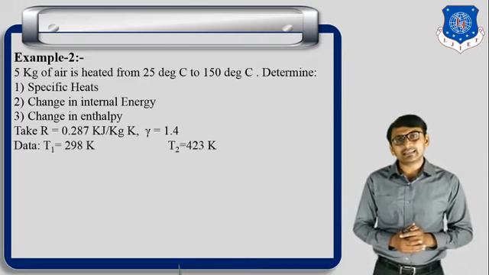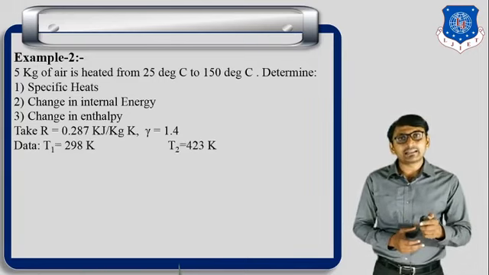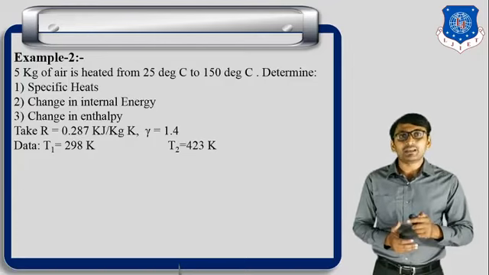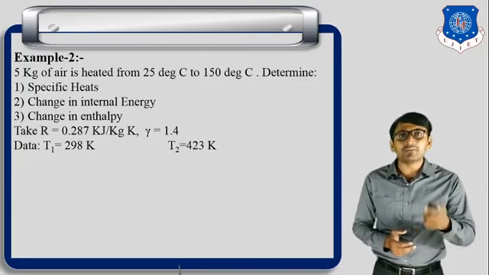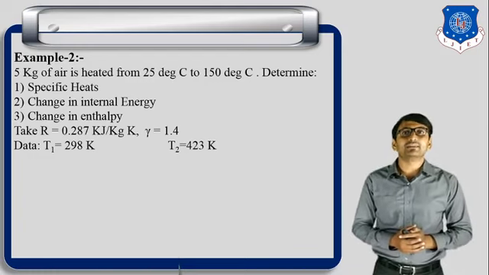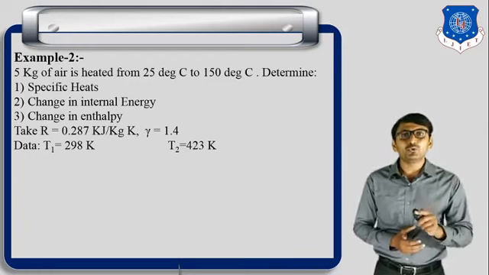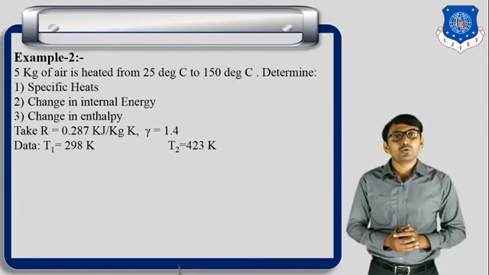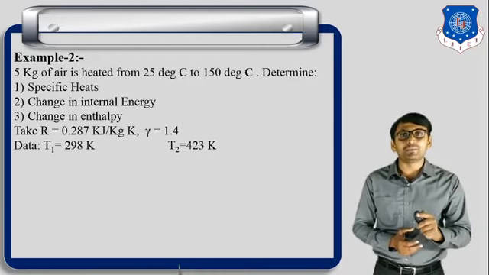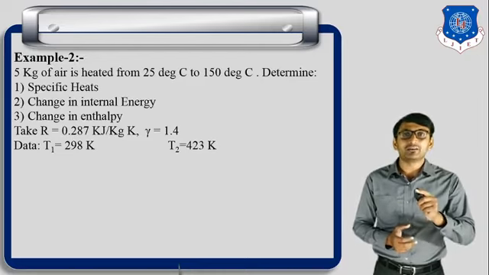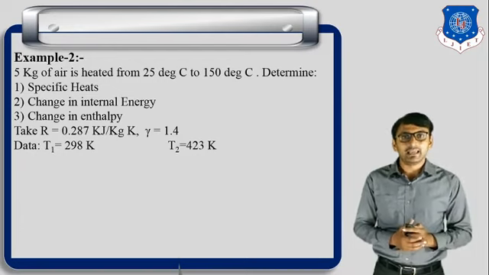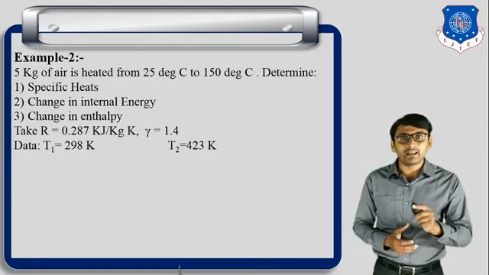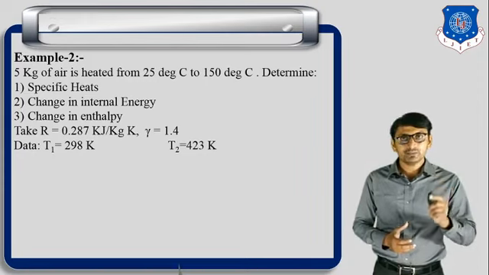Now in this example, temperature T1 is given as 25 degrees Celsius. If we convert it into Kelvin, then plus 273, so we get 298 Kelvin. Then temperature T2, which is given in the example as 150 degrees Celsius, if we convert it into Kelvin, then plus 273, so we get 423 Kelvin. Okay.